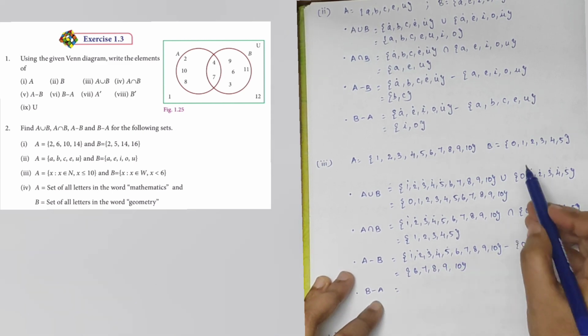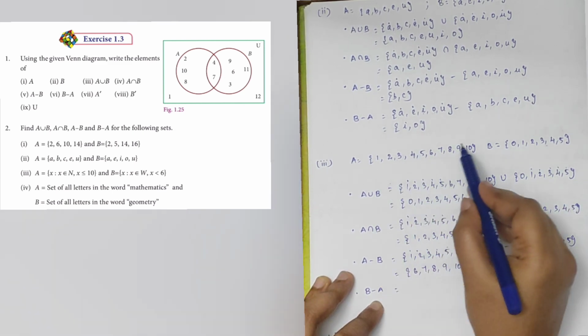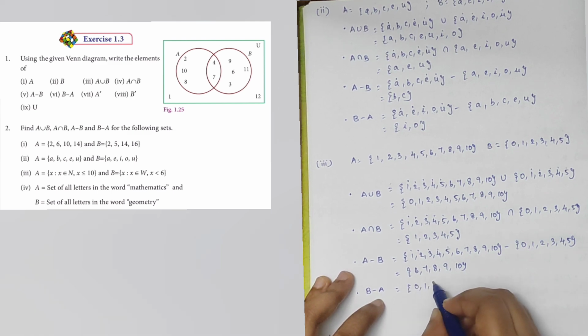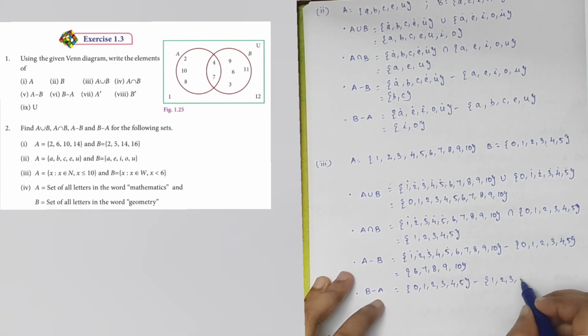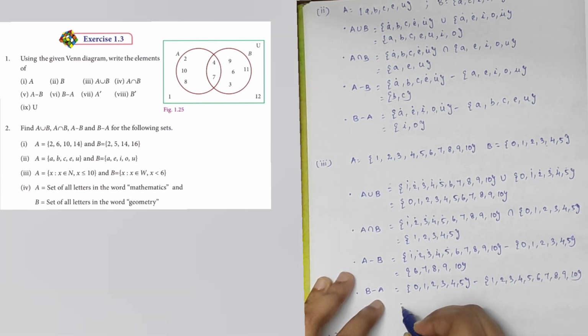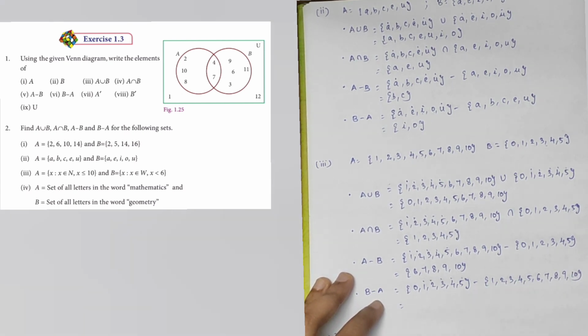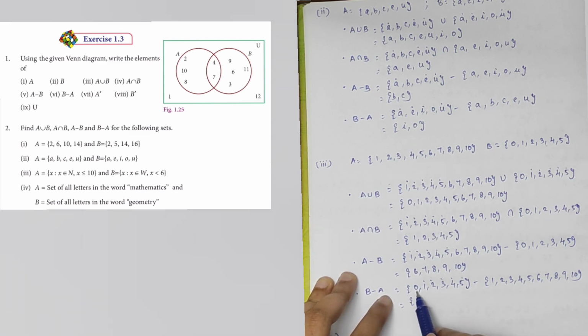Now do it for B minus A. List out the elements of B, then you have to list out the elements of A. Okay. So {0, 1, 2, 3, 4, 5} minus {1, 2, 3, 4, 5, 6, 7, 8, 9, 10}. Now list out the common elements. Okay. Now you have to write only the uncommon elements of set B. That is the first set. So 0 is the uncommon element.